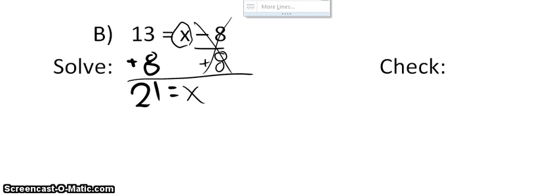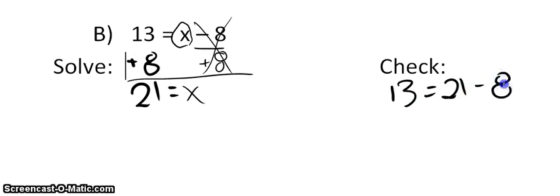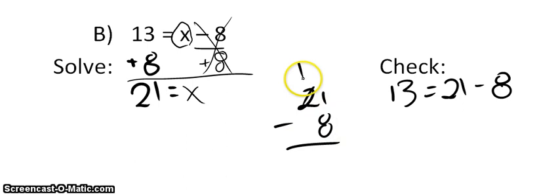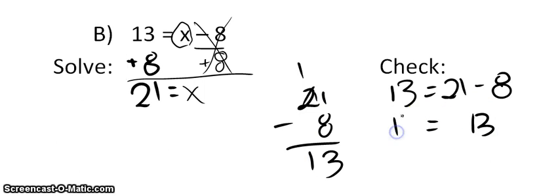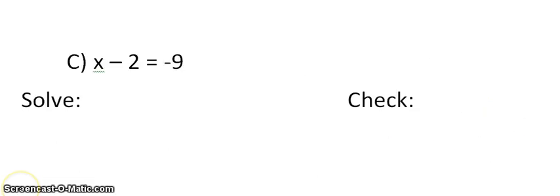Now I need to check that to make sure that it's correct, so I'm going to substitute 21 back into my original equation where x was. So I'm going to see, is 13 equal to 21 minus 8? So I'm going to try 21 minus 8. I'm going to borrow, so 11 minus 8 is 3, 1 minus nothing is 1. So I get 13 over here, which is what's on the other side of the equal sign, so that is correct.